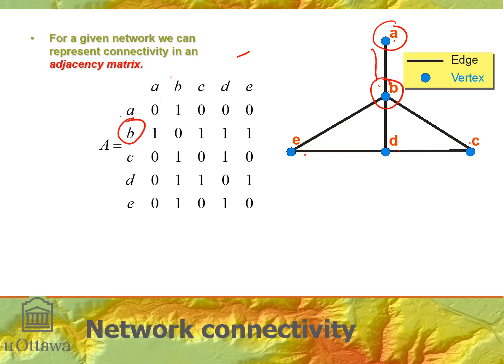And then we go to B. B is connected to everything else: B to A, B to E, B to D, B to C. So everything gets a 1 there. B to B doesn't count. Then we move on to C. C is connected to B and D. So in row C, B and D get a 1 because that means they're connected or adjacent to each other on the network. Everything else is 0.